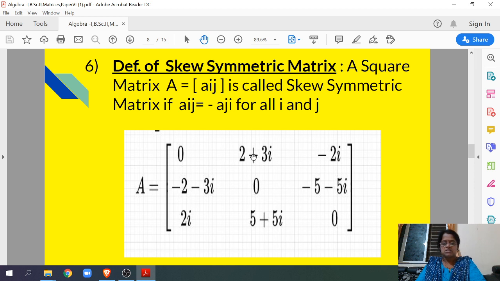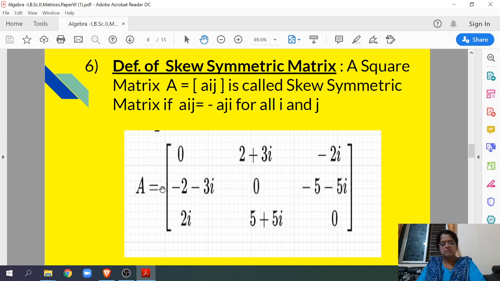Now suppose this is the number in the first row and second column, that is, this is the A12 element. A12 element is 2 plus 3i. According to our condition, A12 should be equal to minus A21. Therefore A21 number will be minus of this number. Now what is minus of this number? Minus 2 minus 3i. The same is here, minus 2i, plus 2i. The same is here, minus 5 minus 5i.